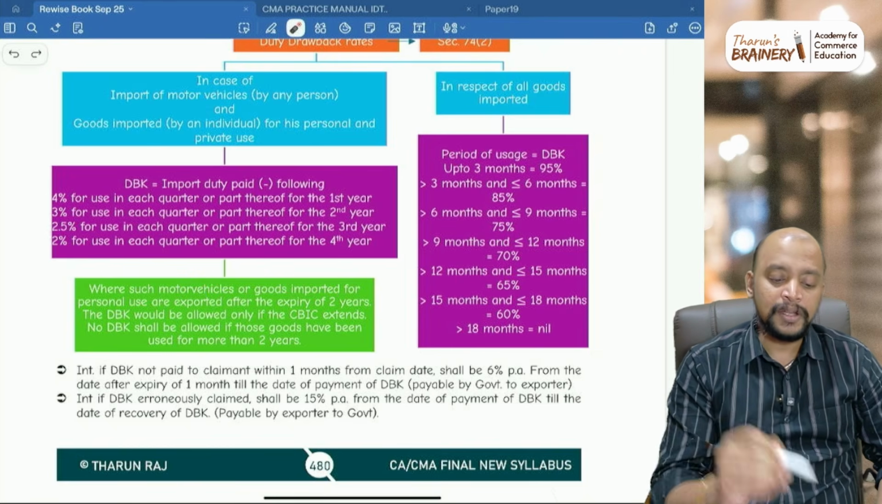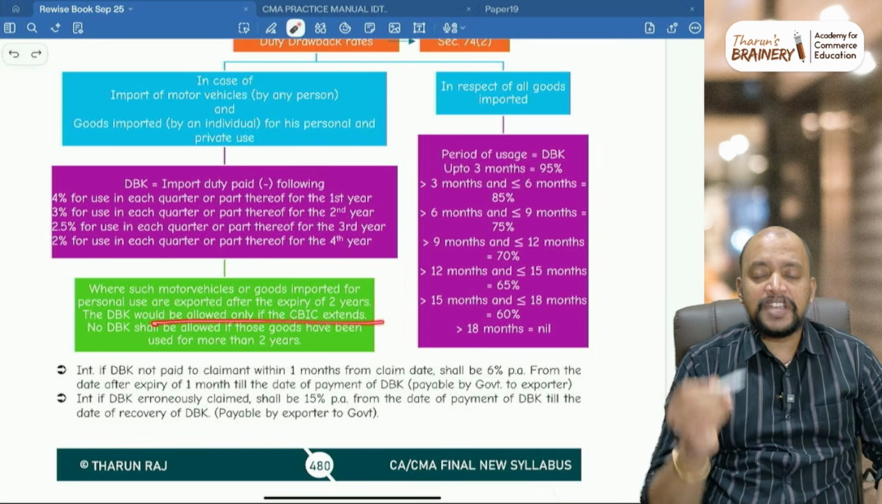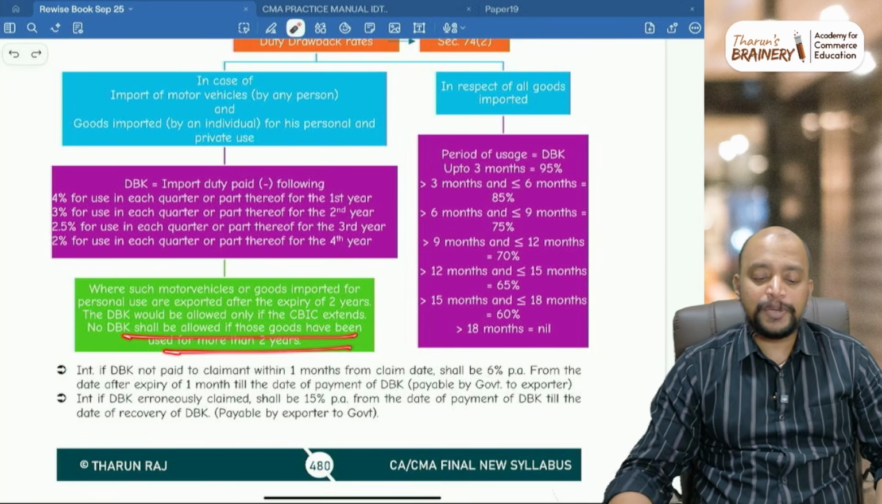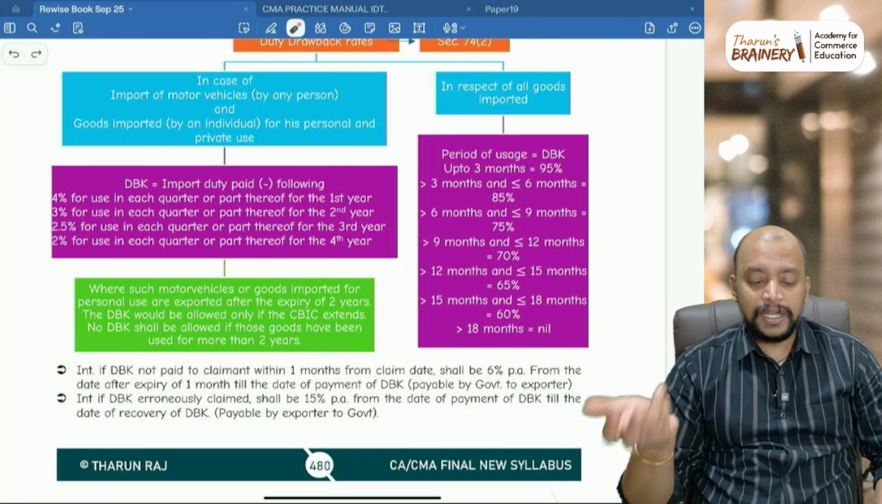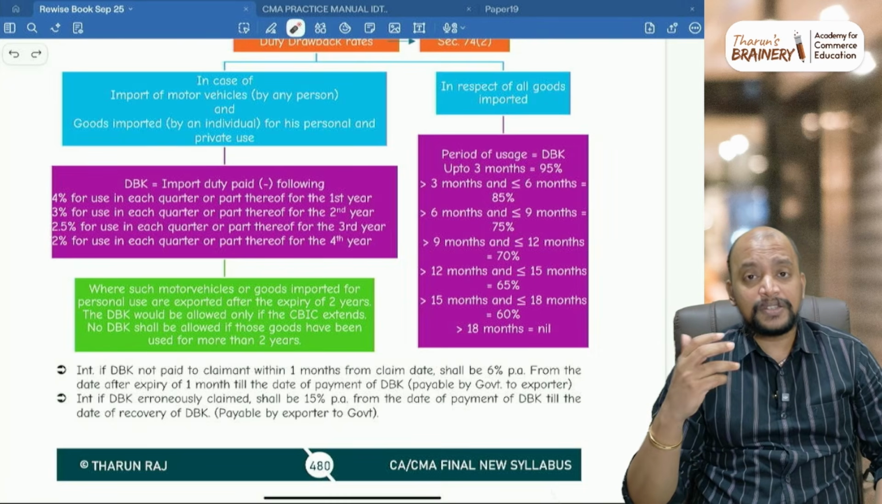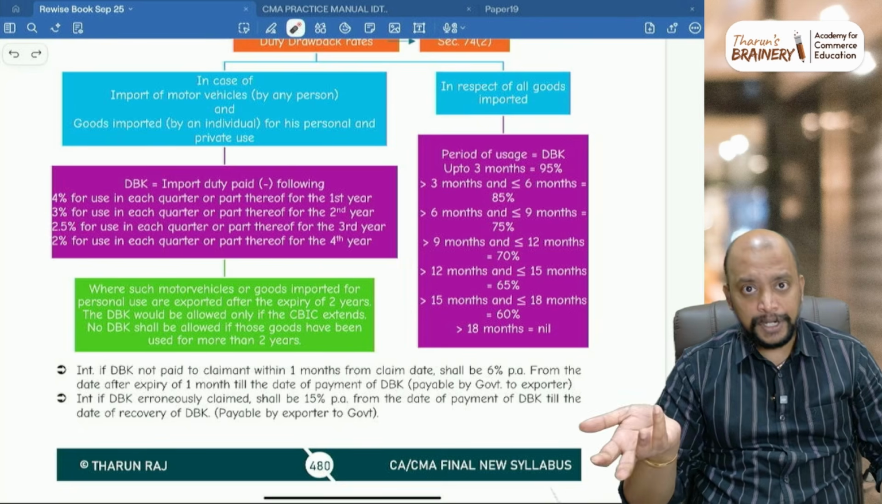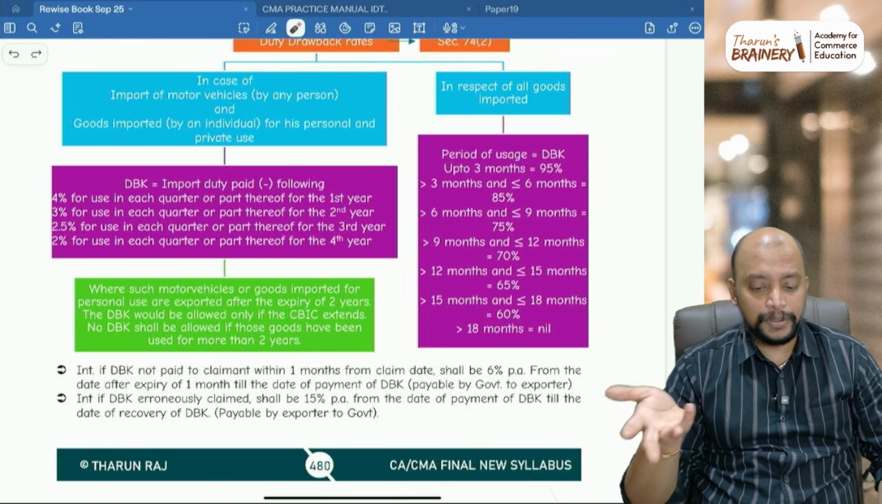Where such motor vehicles or goods imported for personal use are exported after expiry of 2 years, the duty drawback would be allowed only if CBIC extends. No duty drawback shall be allowed if those goods have been used for more than 2 years. Okay. So if there is no extension, then you will not get duty drawback if it is exported after 2 years.